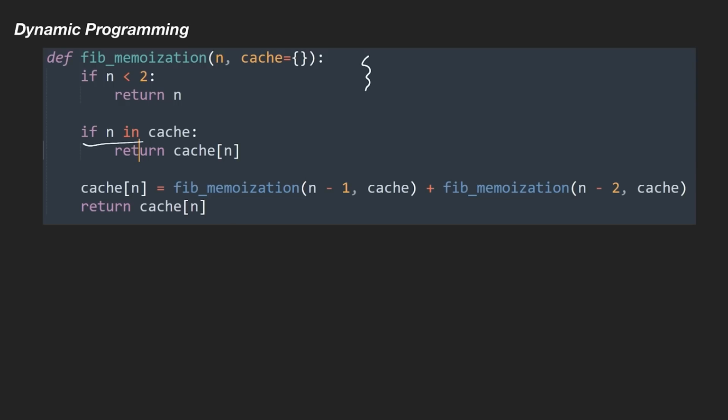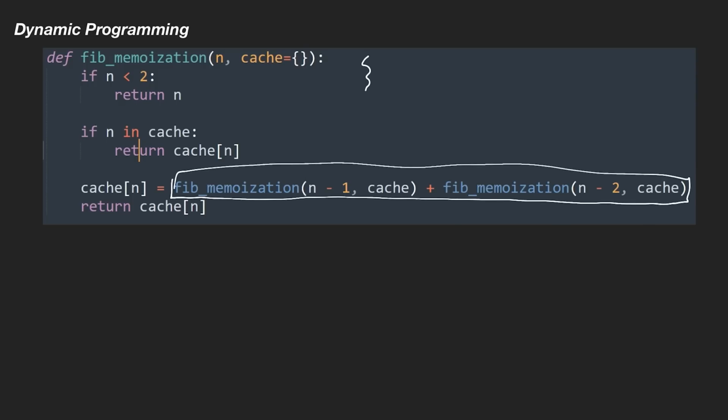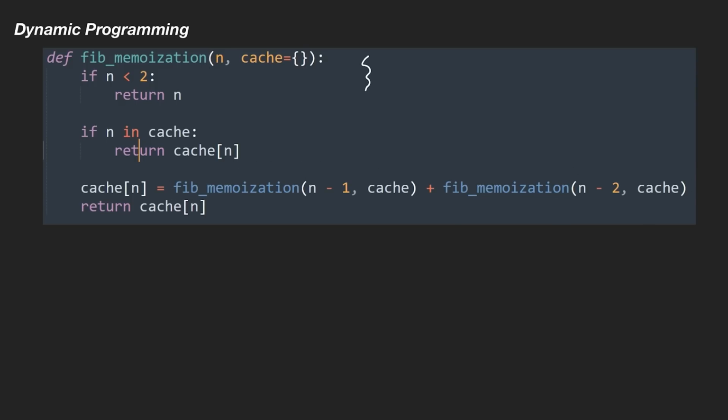So we have if n is in cache, then return the cache at n. So this avoids us having to do any repetitive recursive calls, because if we've already generated a value, it will be stored in the cache. And then what I'm doing here is exactly what I had in my previous solution, except this time I'm storing the solution to whatever the call was to n inside of my cache so that I never have to generate it again, and then I'm simply returning whatever value I just stored in the cache.